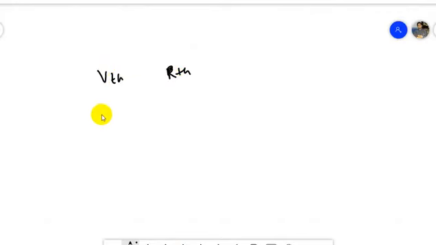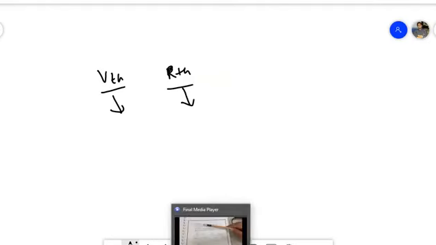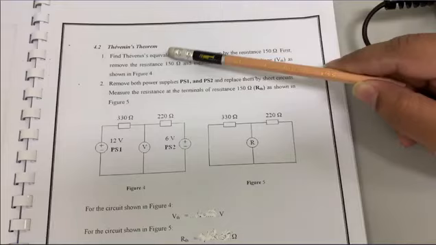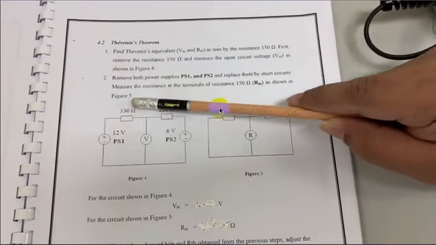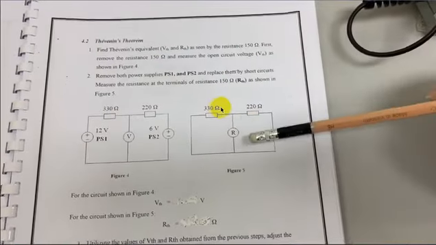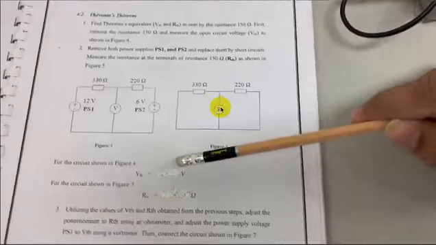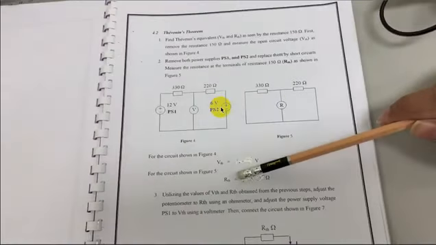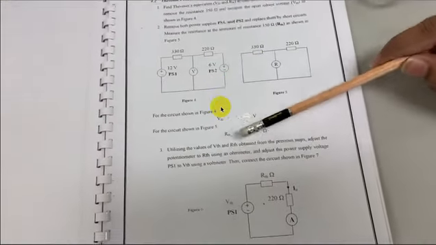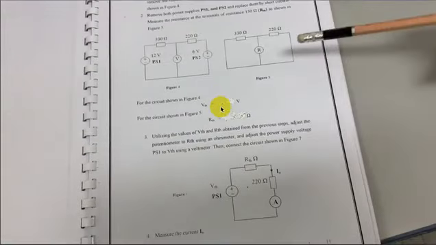To calculate V Thevenin, we have to replace all the voltage sources and this by one resistance. Okay, so let us see the circuit here. So 150 is the load resistance. Okay, R Thevenin and I naught.